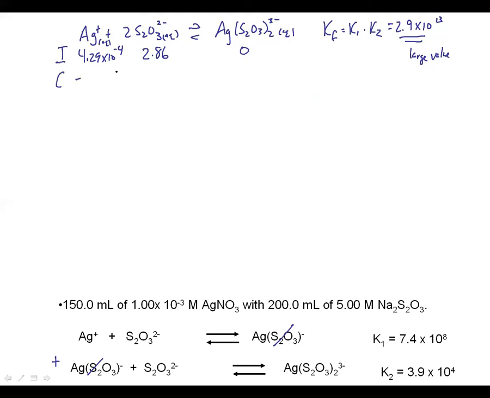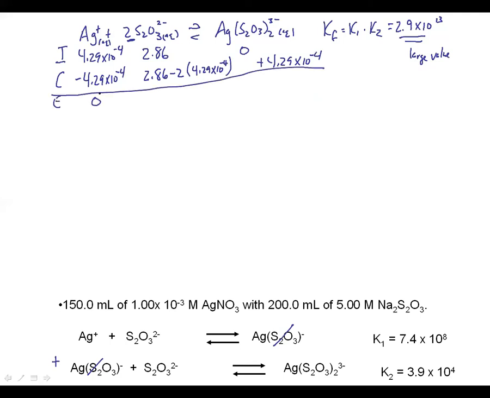We're going to go minus 4.29 times 10 to the minus 4. Here again, I'm going to combo these kind of steps. So 2.86 minus, don't want to forget the 2 times the 4.29 times 10 to the minus 4. Again, here the 2 from the coefficient. So just like we talked about, that's the same as like 2x. And then this would be plus 4.29 times 10 to the minus 4, which means when we do reach equilibrium here, we will have 0 of the silver.